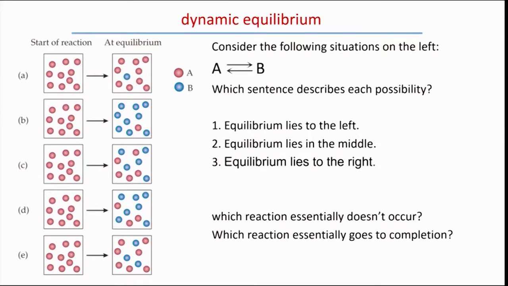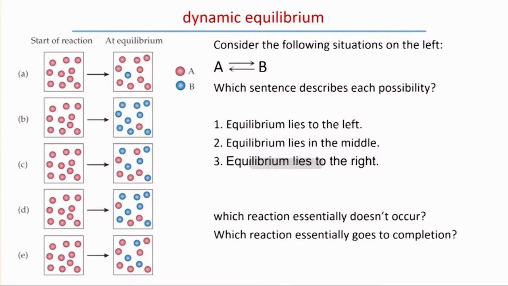So we have 1, 2, 3, 4, 5 different reactions taking place, A through E here. The reaction is A turns into B, and A is the red little balls and B is the blue. And so I want you to go through each of these and say, does the equilibrium lie to the left, the middle, or the right? So for each of these, I want you to write either 1, 2, or 3.